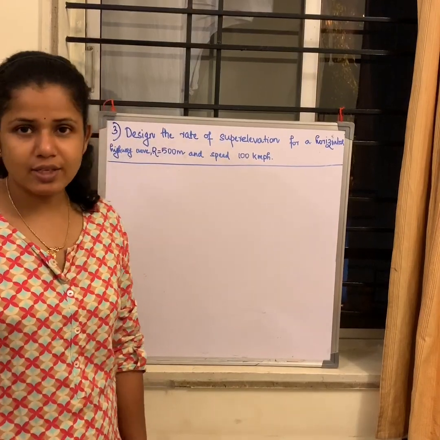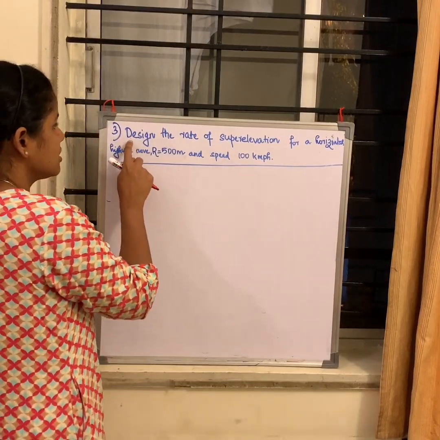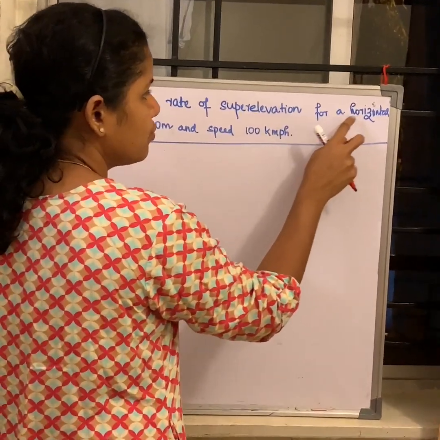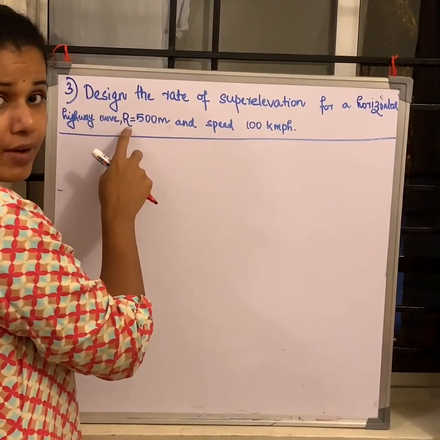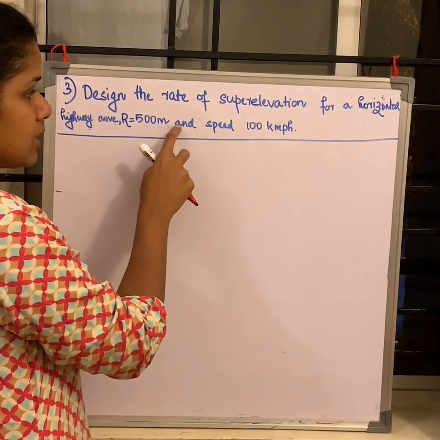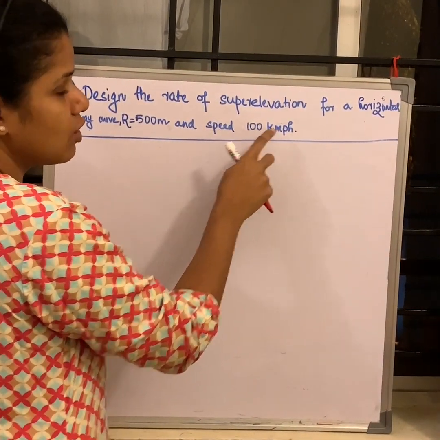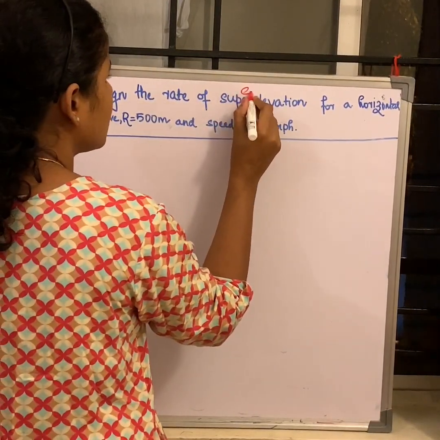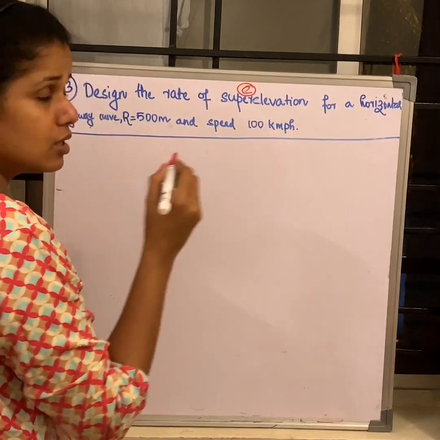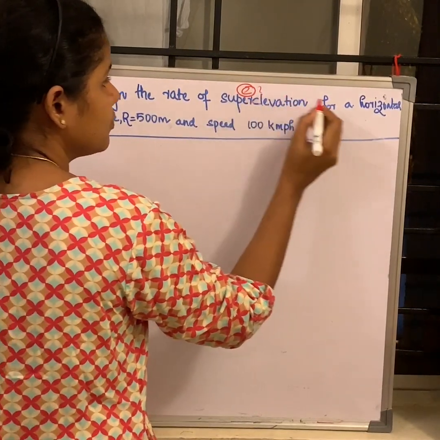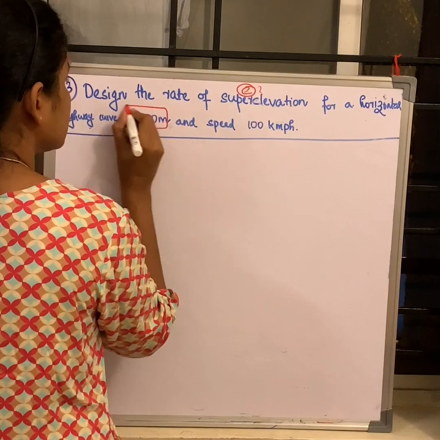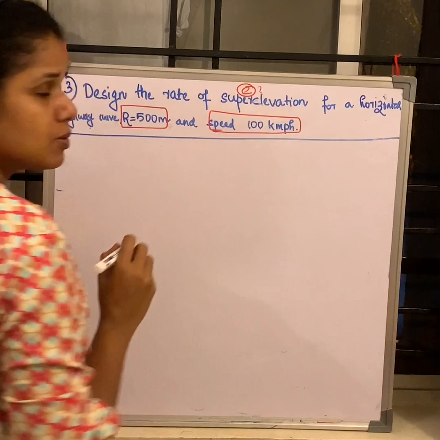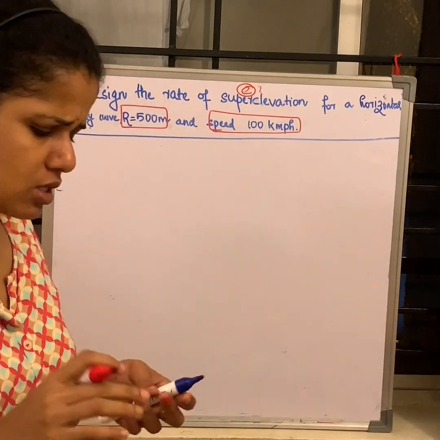Let's look into another example. So the question is as follows. Design the rate of super elevation for a horizontal highway curve having a radius of curvature of 500 meter and a speed of 100 kilometer per hour. So what is the question given? You need to calculate how much super elevation is required for a curve radius R of 500 meter and a design speed of 100 kilometer per hour. It's a simple question.